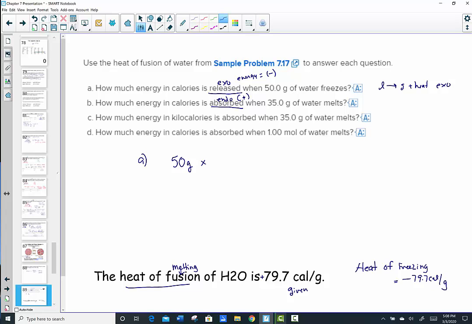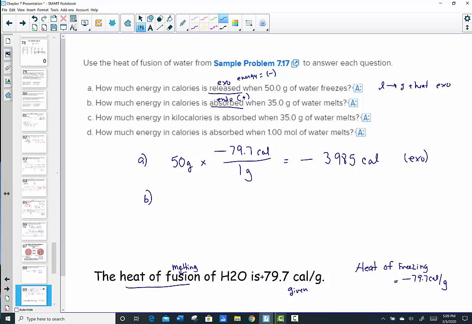So 50 grams of liquid water is going to release 79.7 calories of energy for every 1 gram. And now I can see that it's going to be negative. It's an exothermic process. 50 times negative 79.7. I just did that one a moment ago. The negative is telling us that heat is being released. It's an exothermic process.